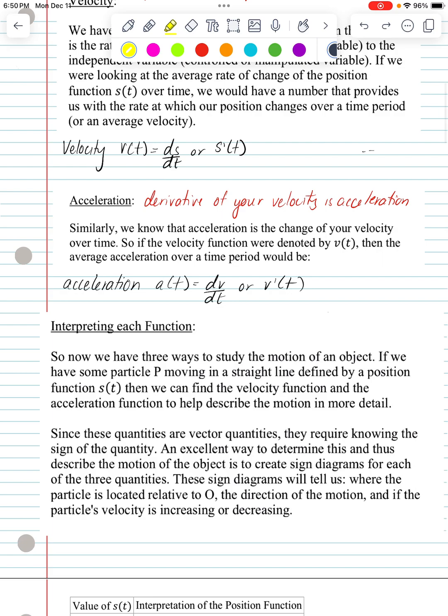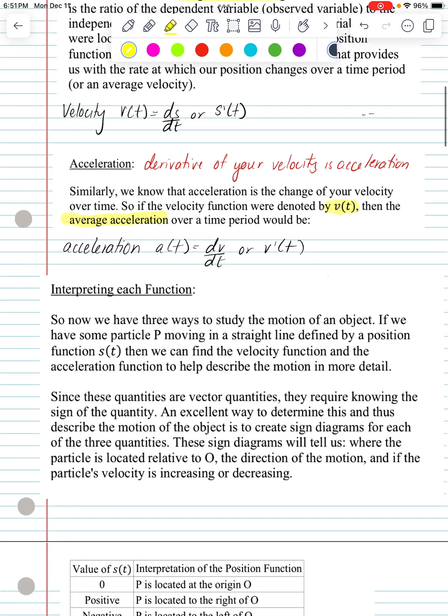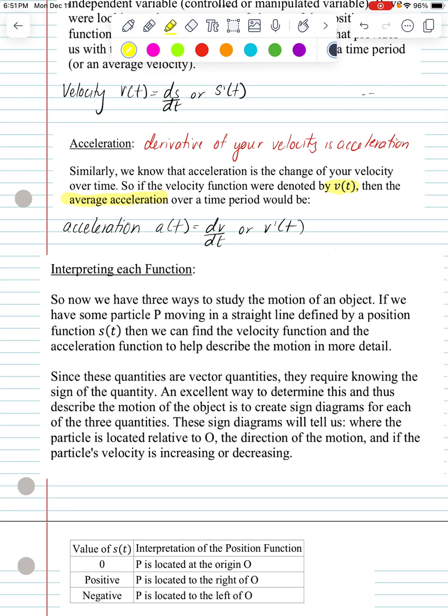And then acceleration is the derivative of velocity. So this is going to look at taking the derivative of our velocity function, and it's going to tell us our average acceleration over a period of time. So the change in velocity is really what's telling us about our acceleration. So it's telling us if things are speeding up or slowing down. This is denoted by a(t), or the derivative of velocity over time, or v prime of t. Okay? As we go through these problems, we're going to look at different ways to interpret each function.